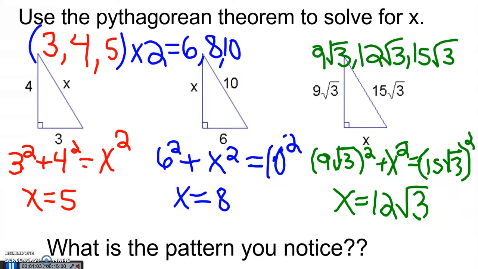Now let's look at this last group. We have 9 root 3, 12 root 3, and 15 root 3. If we compare this one again with our first group, 3, 4, 5, we can see that it's just 3, 4, 5 times 3 root 3, which will give us 9 root 3, 12 root 3, and 15 root 3.